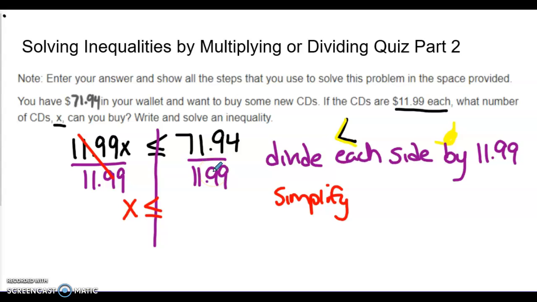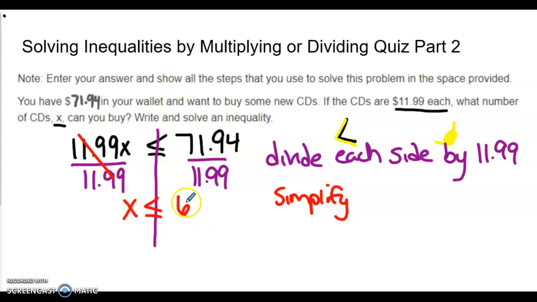So I'm going to type in 71.94 divided by 11.99. And that gives me 6. So what does that actually tell us? That tells us that you can buy 6 CDs for $71.94, or you can buy any amount less than that. So you could buy 5 CDs or 4 CDs or 3 CDs or 2 CDs or 1 CD.